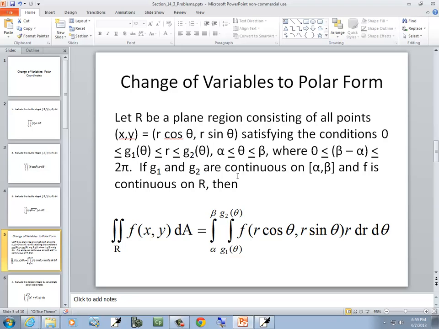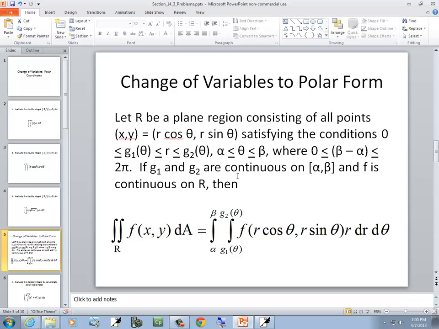It says let R be a plane region consisting of all points where x, y is equal to r cosine theta, r sine theta. And we already know that. x is equal to r cosine theta, y is equal to r sine theta. Satisfying the conditions that 0 is less than or equal to g sub 1 of theta, is less than or equal to r, is less than or equal to g sub 2 of theta, and alpha is less than or equal to theta, is less than or equal to beta, where 0 is less than or equal to beta minus alpha, is less than or equal to 2 pi.